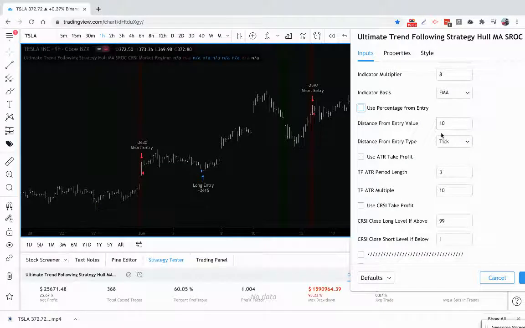If you don't want to use a fixed percentage from entry, you want to use maybe an average true range, you can do that also. So here's the settings for that.